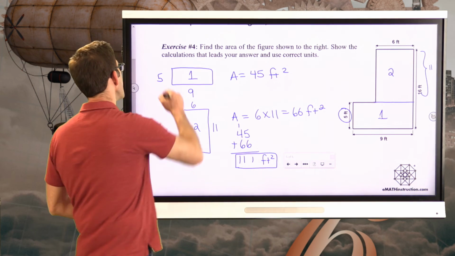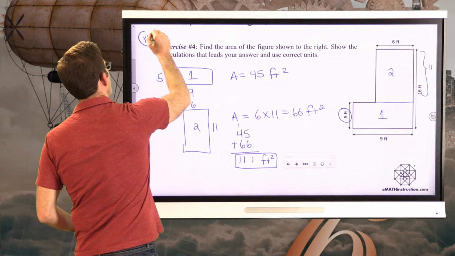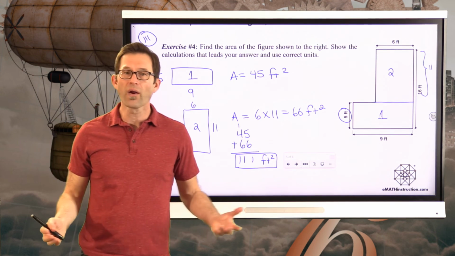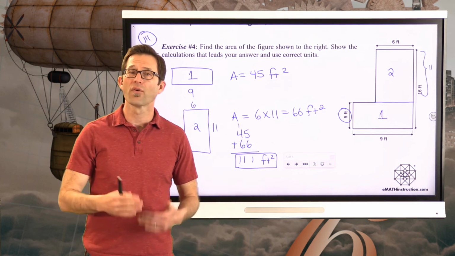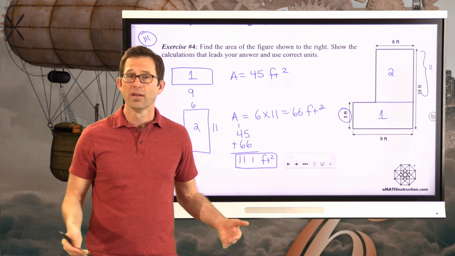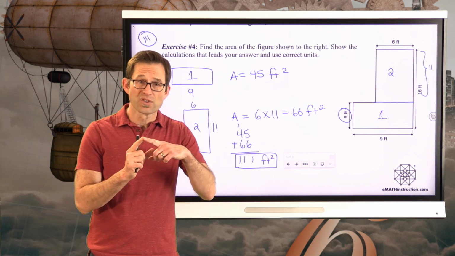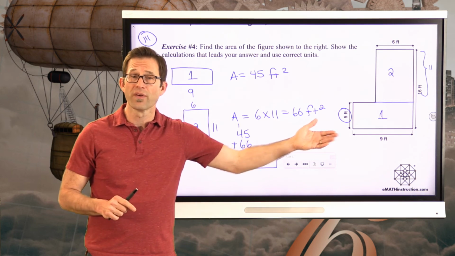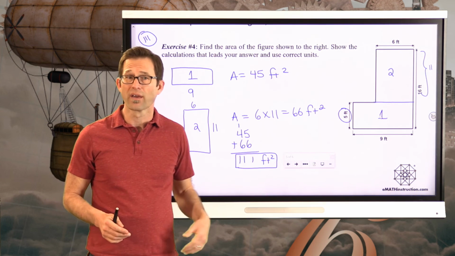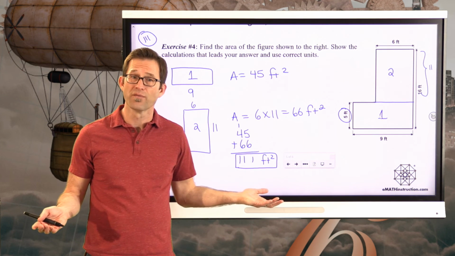That's pretty easy to remember. Let me put it right up here though, because it's really cool. The area inside of a figure shouldn't depend on the way you slice it up, right? If there are 111 squares that are 1 foot by 1 foot that fit inside of that, it shouldn't matter how I cut it up. There should be 111 squares that fit inside.